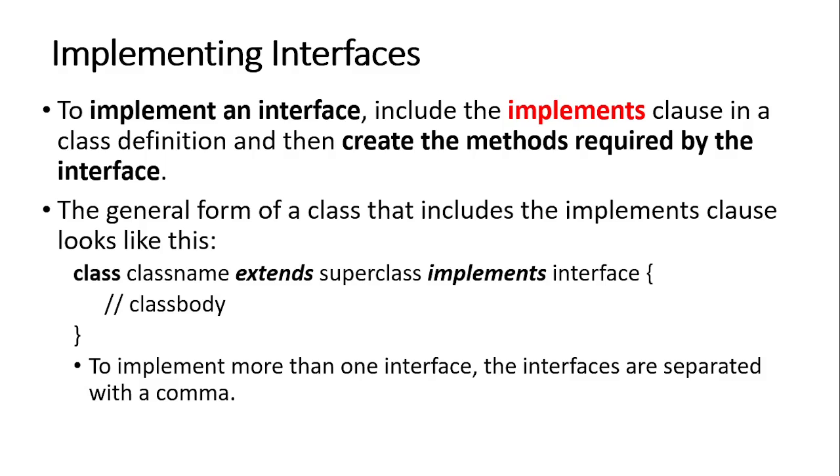Okay, it is an obvious one. To implement an interface, a class must use a keyword called implements. So the class has to use the word implements in order to implement it.